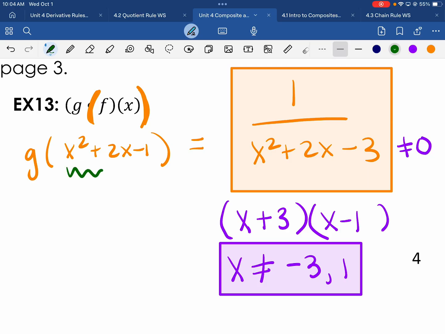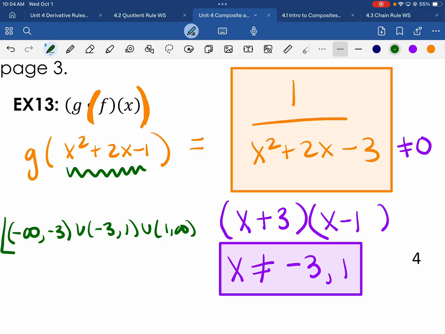And then we need to check the inside. Does the inside have a fraction or a square root? No. So inside we're good. So these are the only domain restrictions. And if you wanted to write that in interval notation, you would go from negative infinity to negative 3, negative 3 to 1, and 1 to infinity.